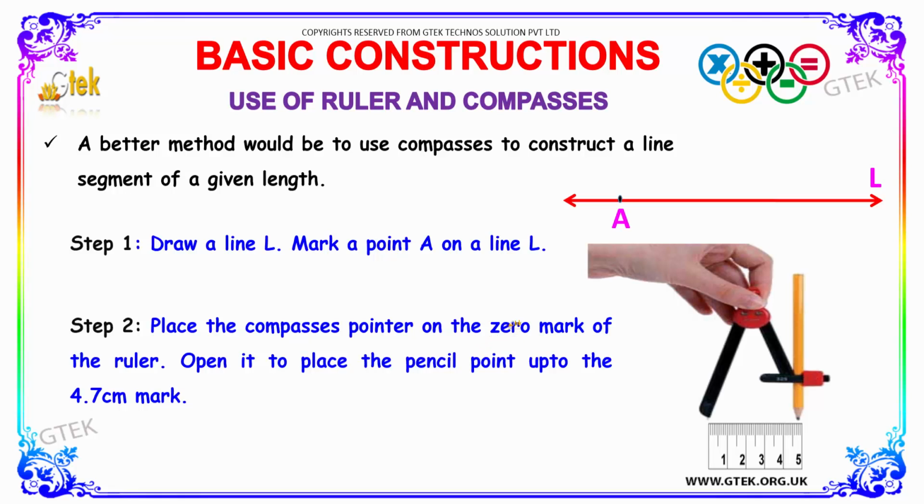Next, we have the use of ruler and compasses. The better method would be to use a compass to construct a line segment of a given length. For that, first we have to draw a line L and mark a point A on the line L, and then place the compass pointer on the 0 mark of the ruler and open it up to the place where the pencil points, up to 4.7 centimeter. So we are going to draw the measurement 4.7 centimeter in the line L using a compass.